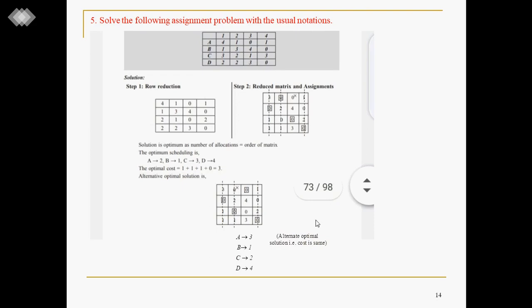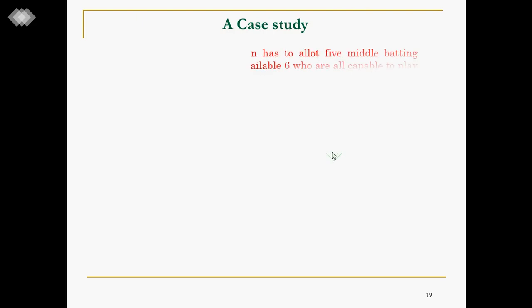So this will get only when none of the rows or none of the columns are having a single 0. You have to ignore one, row-wise or column-wise, whatever it is. Then you have to allocate for the rest, and you can swap and check it. That's all. Fine. This is about the alternative optimal solution.